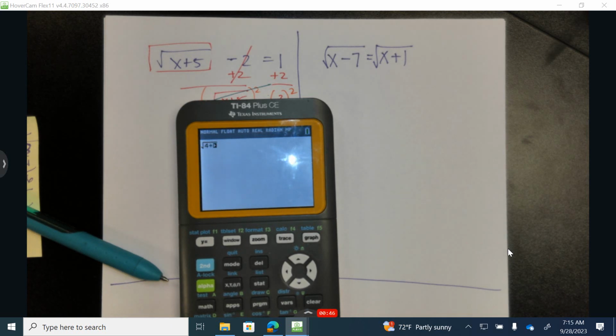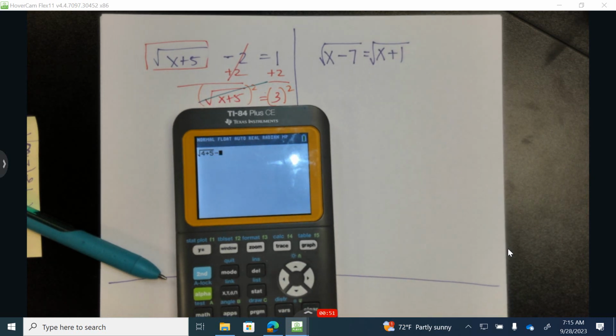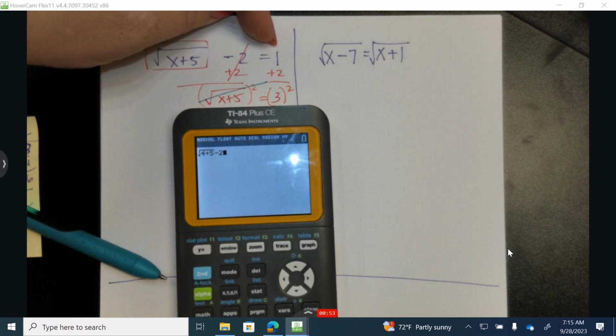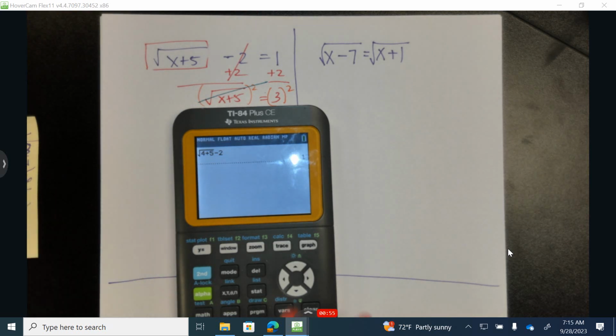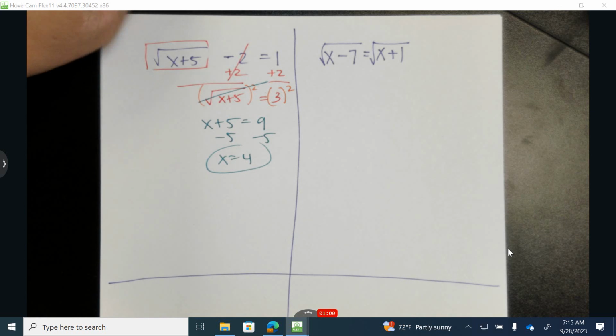So I have 4 plus 5. I have to use the arrow to move in back of it, subtract 2, and I want an answer of 1. I get an answer of 1. That means this is a solution. Okay? We're going to move on right now to the next one.